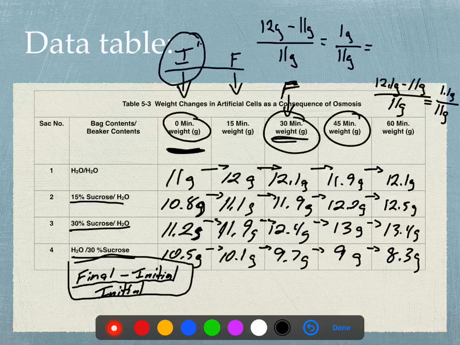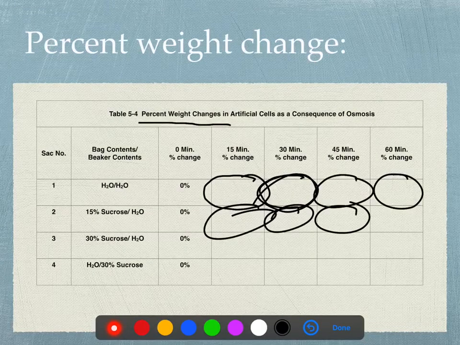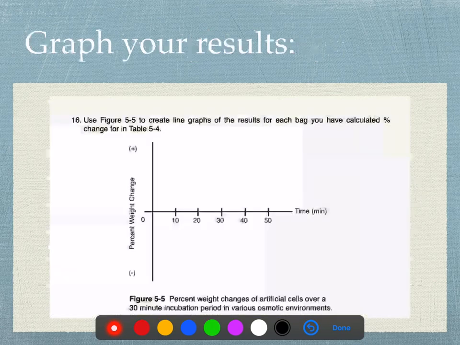for 45 minutes, subtracting that from the initial, and so on and so forth. And you're going to do that for each bag to fill in not just that row, but every single row. Okay? So you're going to have percent change in mass over the course of 1 hour in 15-minute intervals. And then what you'll do is you're going to graph it.